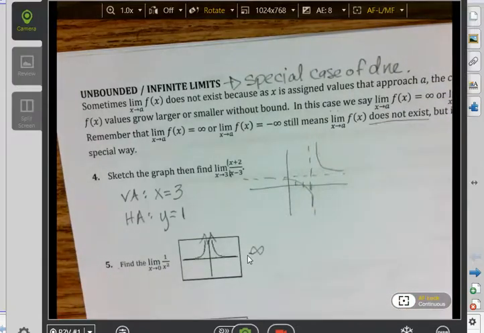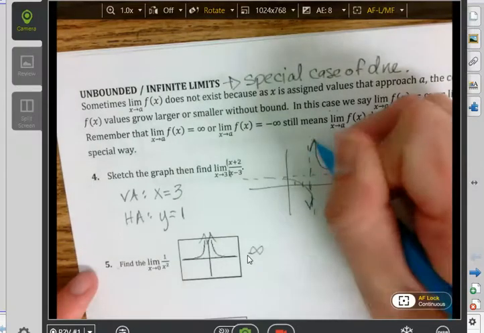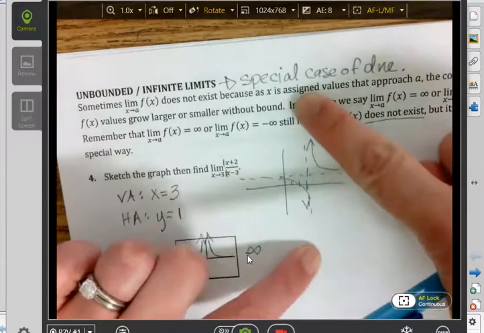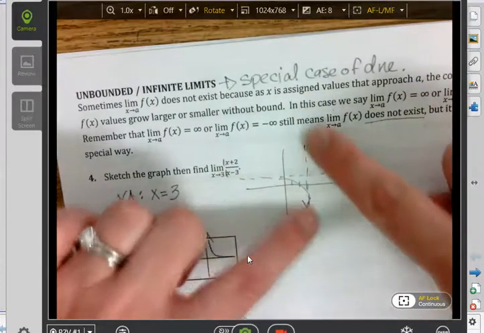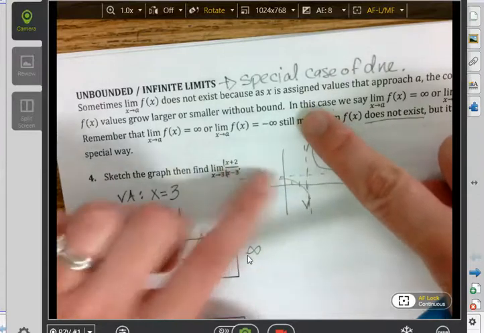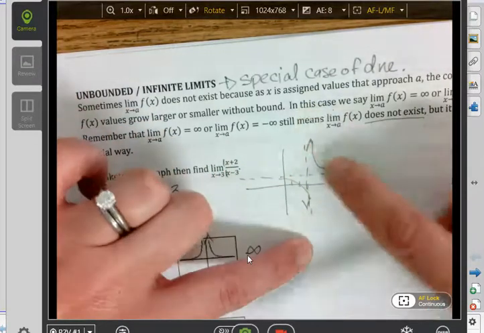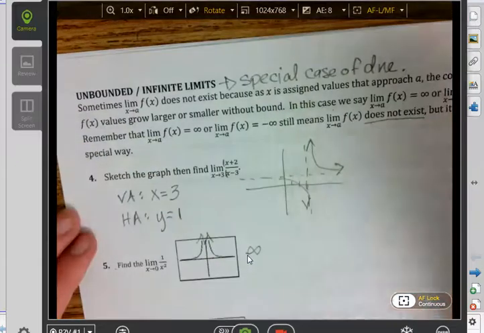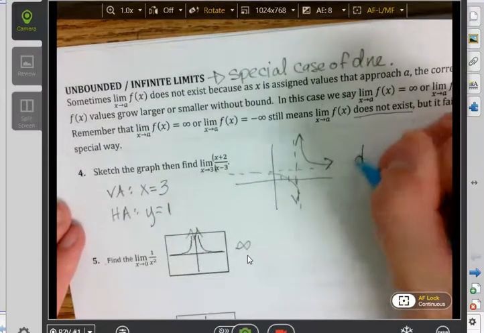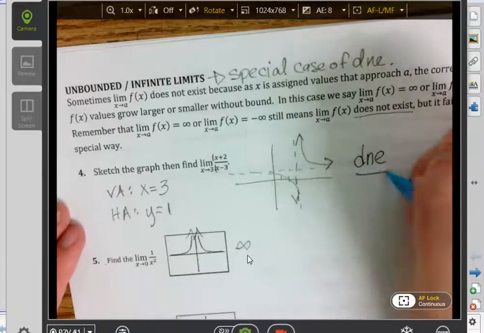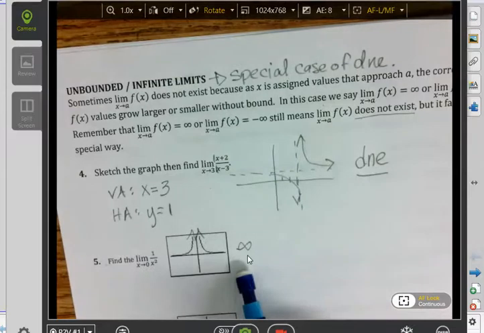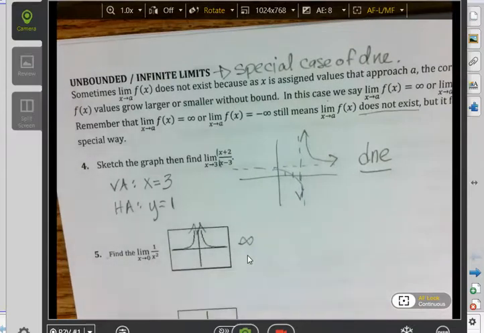So the limit as x approaches 3, as I approach 3 from the left and from the right, am I approaching the same value? Okay, this branch is going to negative infinity. Where's this branch going to? Positive infinity, so they're not the same. So this one we're going to say is does not exist. It's not a special kind of does not exist, it's just the plain old does not exist, okay? So this one's does not exist. This is infinity, which is a special kind of does not exist.